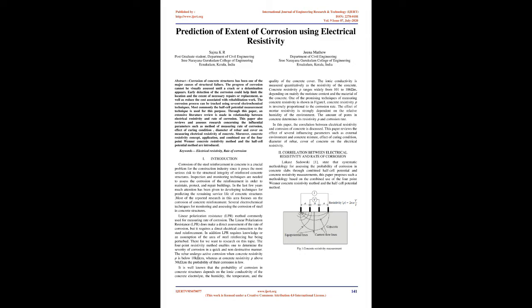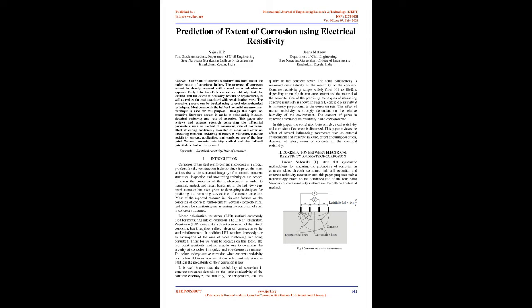The ionic conductivity is measured quantitatively as the resistivity of the concrete. Concrete resistivity ranges widely from 10^1 to 10^6 ohm, depending mainly on the moisture content and the material of the concrete. One of the promising techniques of measuring concrete resistivity is shown in Figure 1. Concrete resistivity is inversely proportional to the corrosion rate. The effect of mortar resistivity is strongly dependent on the relative humidity of the environment. The amount of pores in concrete determines its resistivity and corrosion rate.